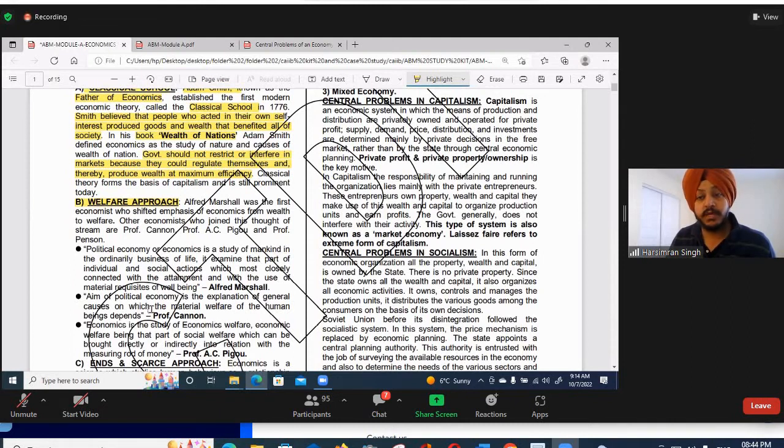This is known as crony capitalism, where we are using our position, our power, and we are forcing the government to change the policies so that we can be benefited and new entrants cannot come. This happens in every country, but in India it is way too much. This is a problem. Next, what is the welfare approach?